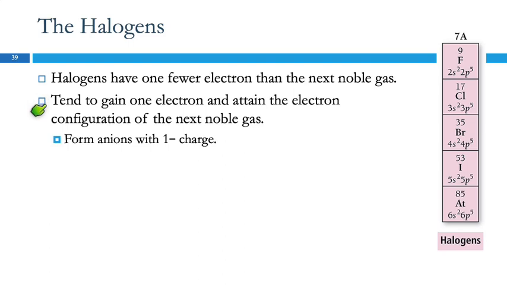They tend to gain an electron, and when they gain that 1 electron, that nose ring, then they have the same electron configuration as the noble gases. They look like all the cool kids, right? So they form anions with a -1 charge. They gain 1 electron so they can have a noble gas electron configuration.